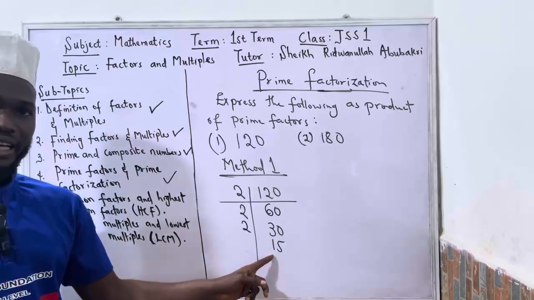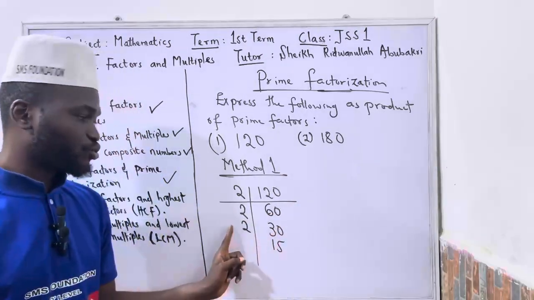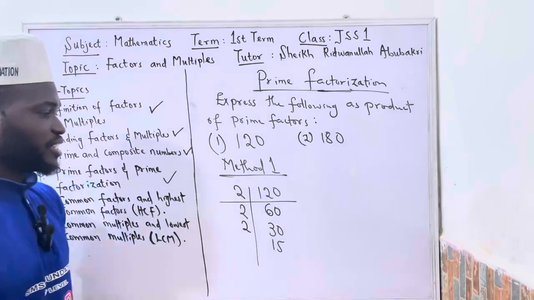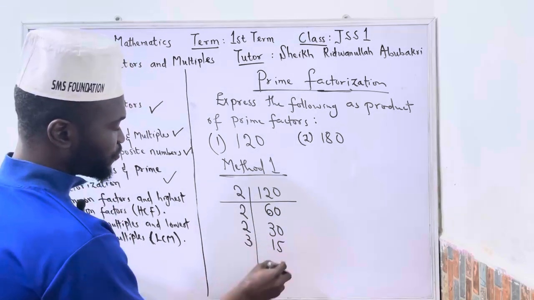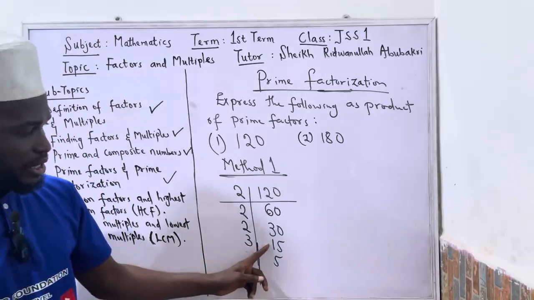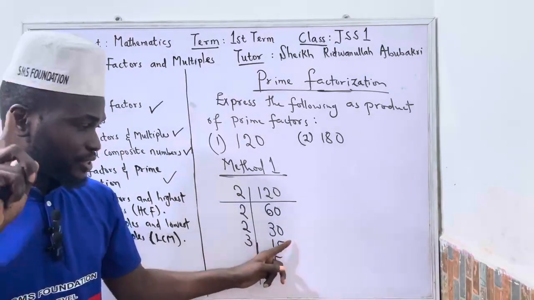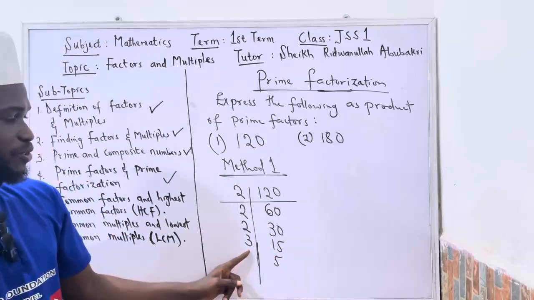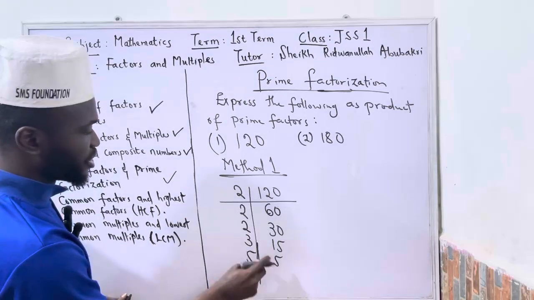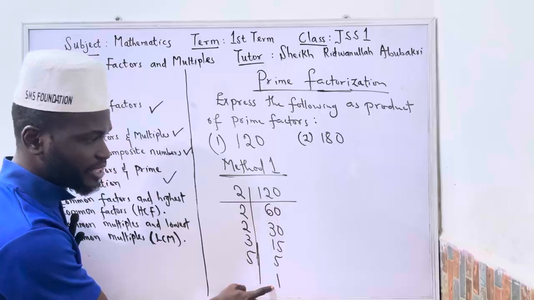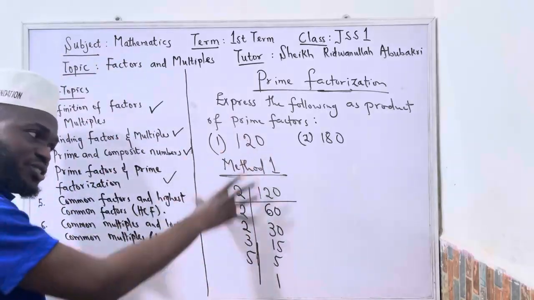So then we try the next prime number after 2. That's 3. Can 3 divide 15? Of course, yes. 15 divided by 3 will give me 5. I think 3 can only go once. So we have 5 now. 5 is also a prime number, so we just bring 5 into the system. 5 divided by 5 will give you 1. Once you get to 1 here, that's the end point using this method.